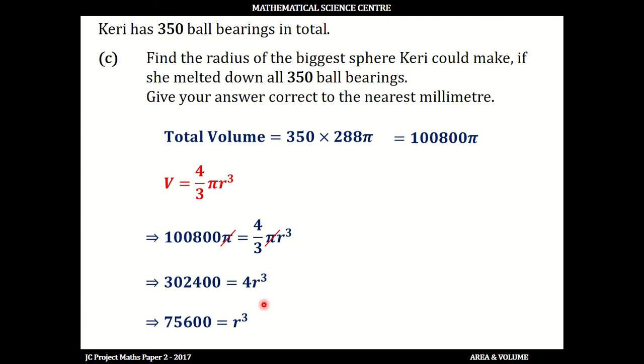75,600 is what r cubed is. If you want to get r, what do you have to do? Not square root, are you right? Cube root. Is that okay? You know how to get the cube root in your calculator? So if you get the cube root of 75,600, what is that?